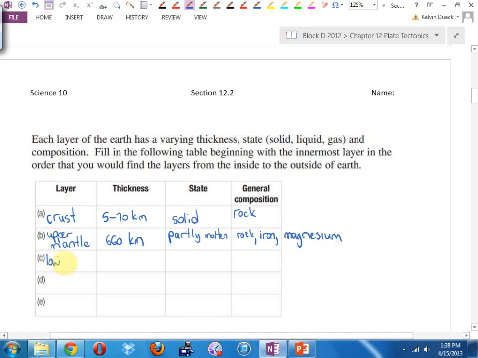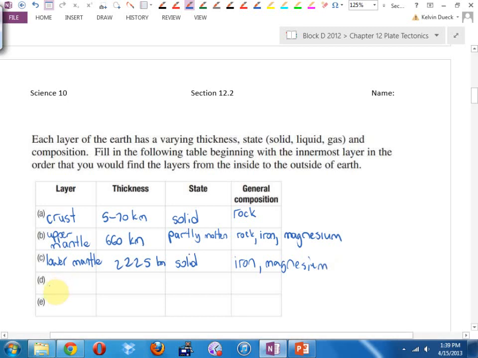Then we have the lower mantle, around, on average, 2,225 kilometers thick. That's mostly solid, very dense. And again, the same composition, iron and magnesium, which is why we consider them both parts of the mantle, but we distinguish between the upper and the lower because the upper has liquid molten sections.